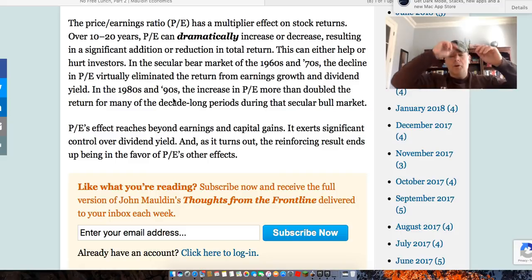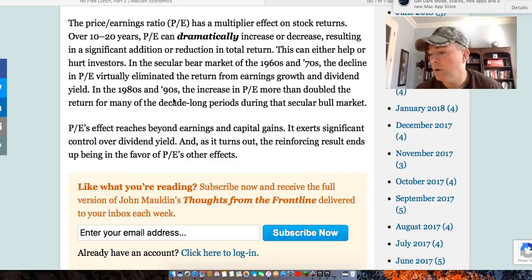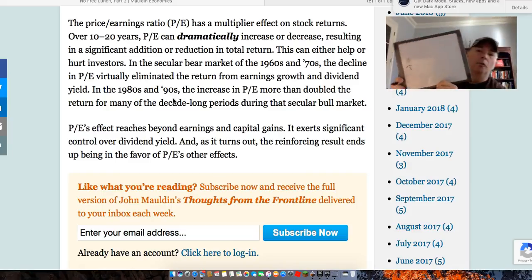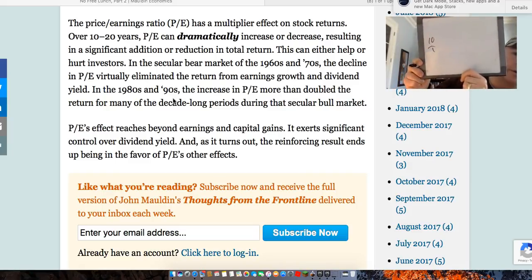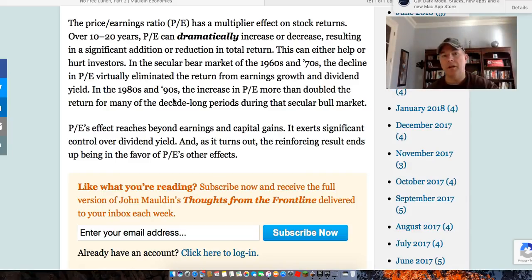If you have a price-to-earnings ratio to start the decade at 10, let's do this. PE means how much are you willing to pay for every dollar of earnings of a stock? Does that make sense? Incredibly important to understand this. The price-to-earnings ratio is the number one mechanism to determine future returns. I'm willing to pay $10 for every dollar of earnings. Historically, it's been about 15.5.